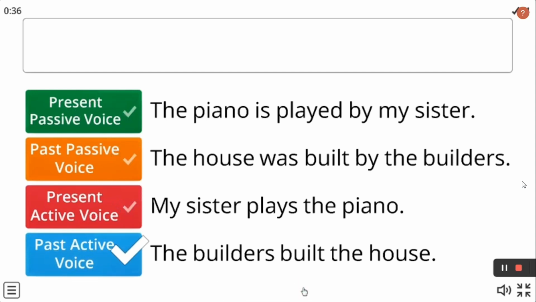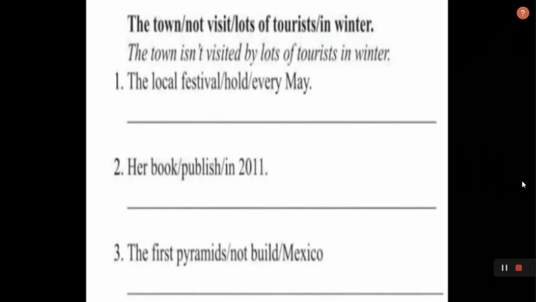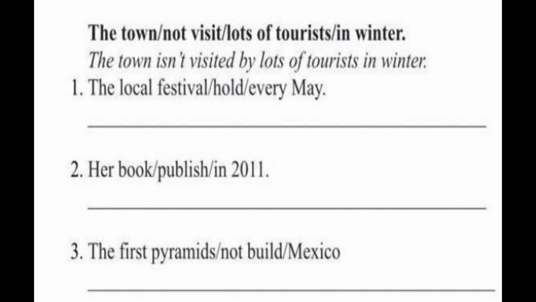Well done. The next. Task 2. You should write the correct sentence. The first sentence: the local festival held every May. The second: her book published in 2011. The third: the first pyramids not built Mexico.